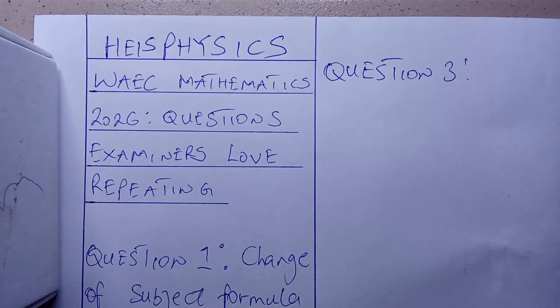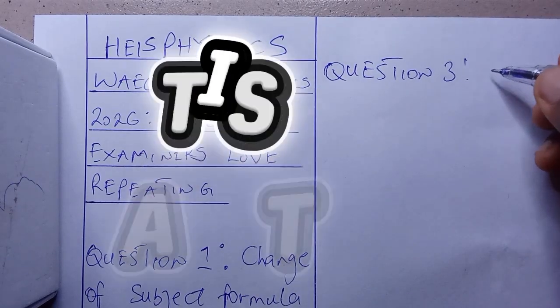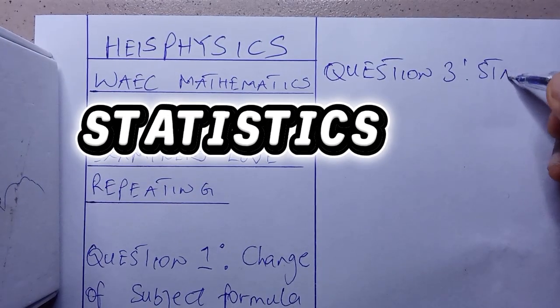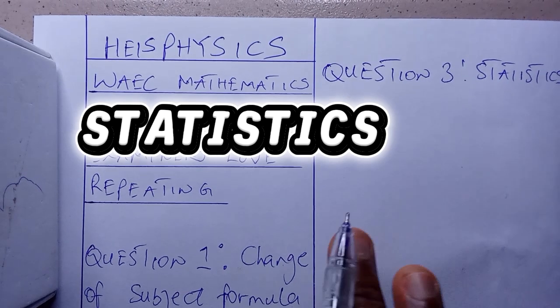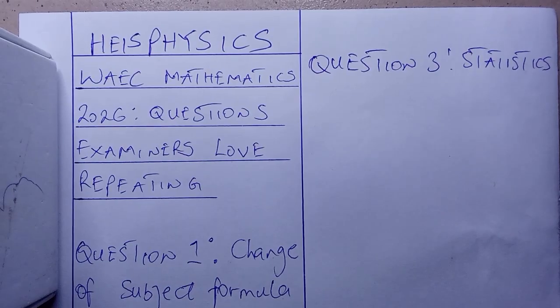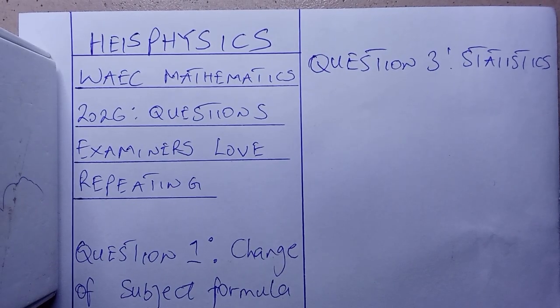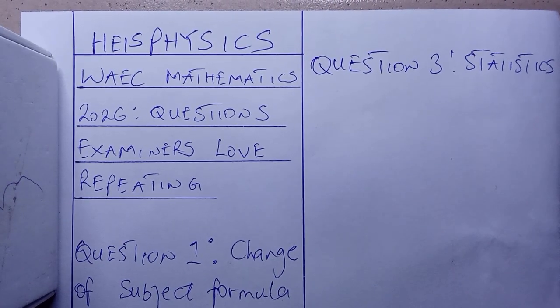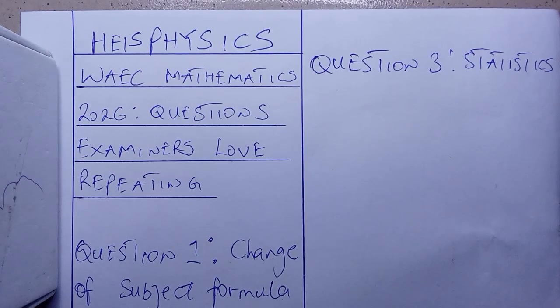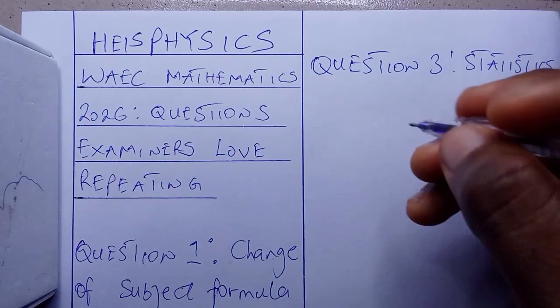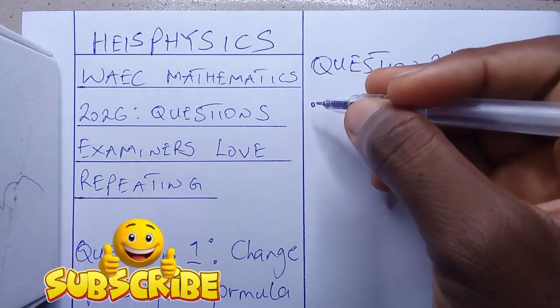Question 3, we have statistics. This is one of the most important topics that usually comes out in your WAEC mathematics. Statistics. Many students ignore statistics, and I wonder why. Why would you ignore statistics? WAEC frequently asks questions on the following. Ensure you jot this down. Take notes.